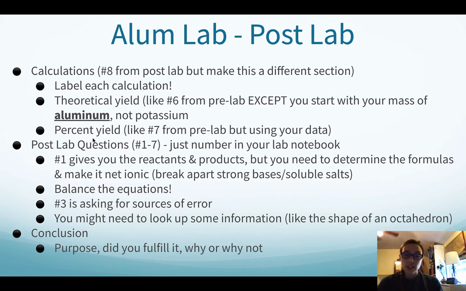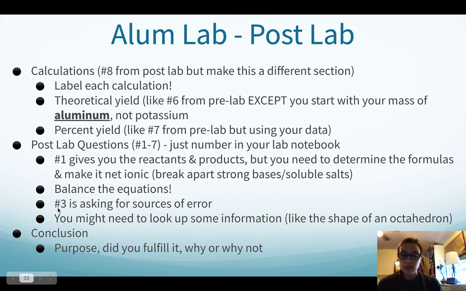Once you have the calculations done, then you move on to post-lab questions. So this is numbers 1 through 7. You can just number them in your lab notebook. Number 1 gives you reactants and products for every single equation, but you need to make sure you're determining the correct formulas and make sure that it is balanced and net ionic. Net ionic means you're breaking apart any strong electrolytes, so strong acids, strong bases, and soluble salts. Remember, only aqueous solutions have the potential to break apart.